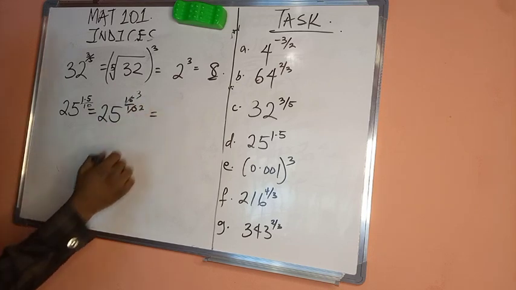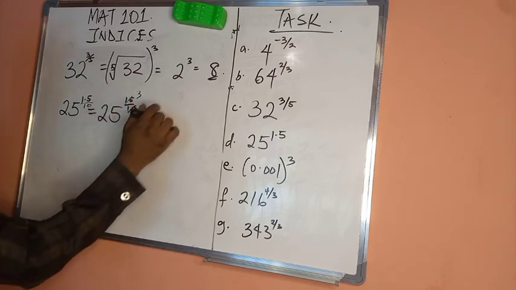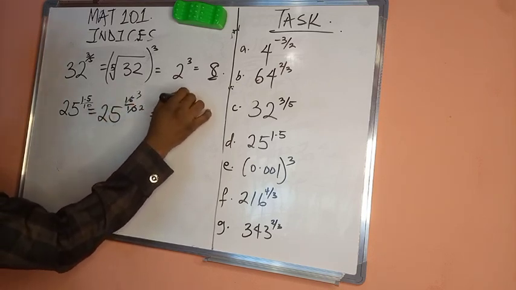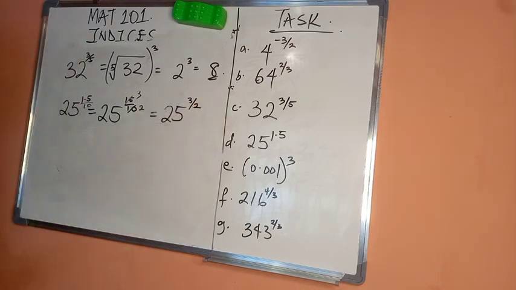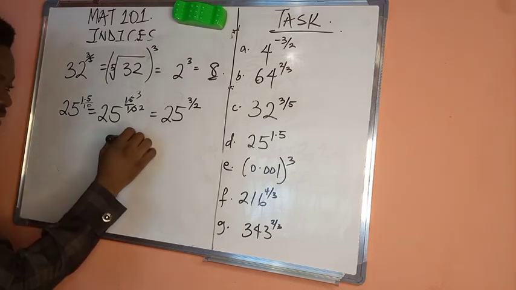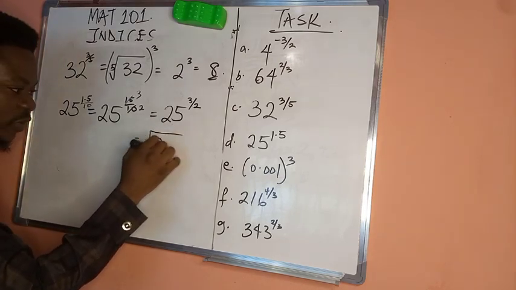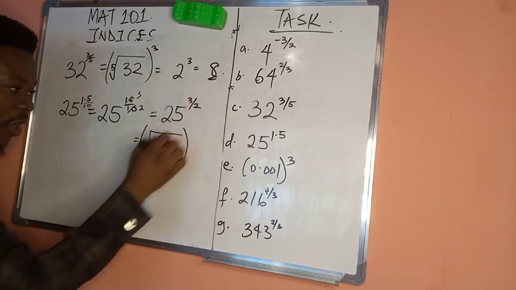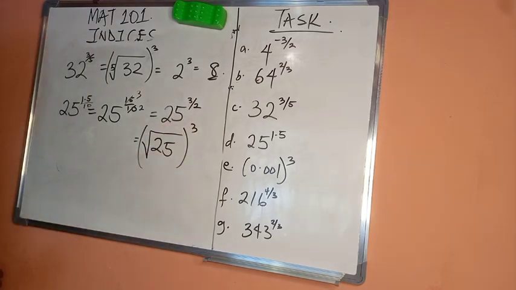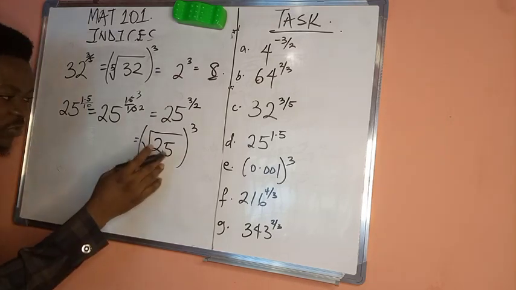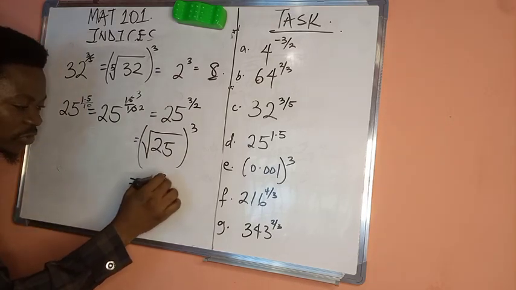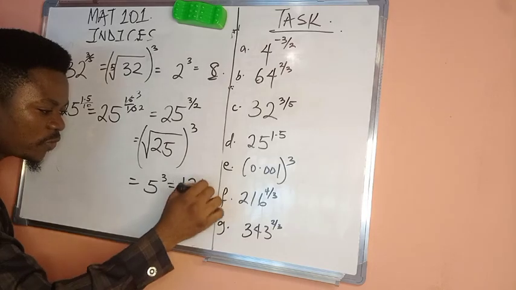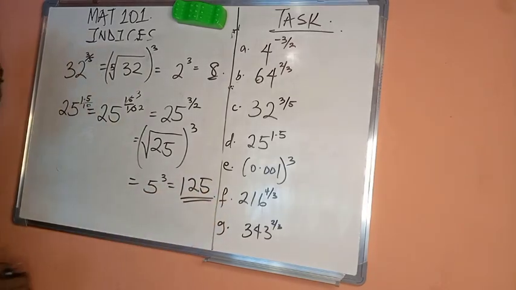So the whole question becomes 25 raised to power 3 over 2. Now, from here, we can use our fractional index law again. That makes it the square root of 25, the square root because the 2 is in the denominator, raised to power 3. Now, the square root of 25 is 5, raised to power 3. That will give you what? 125. Final answer.